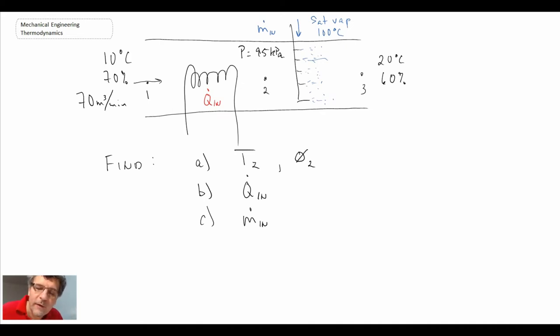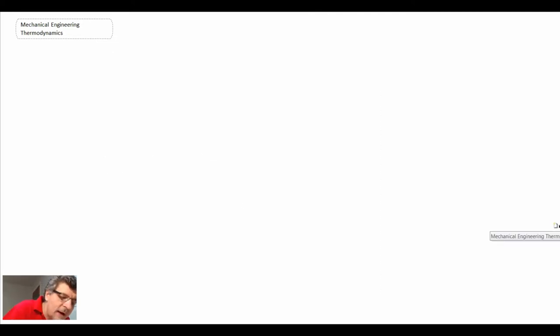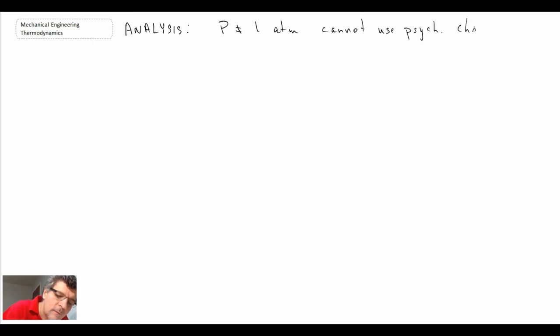What we're now going to do is proceed through the analysis. Like I said, this is a complex problem with a lot of things going on, so the best thing to do is start working with what you know, and then slowly work your way through. For the analysis, the first place we can start: P does not equal one atmosphere. Therefore, we cannot use psychrometric charts. Second, at state one, we have 10 degrees C as our dry bulb temperature.